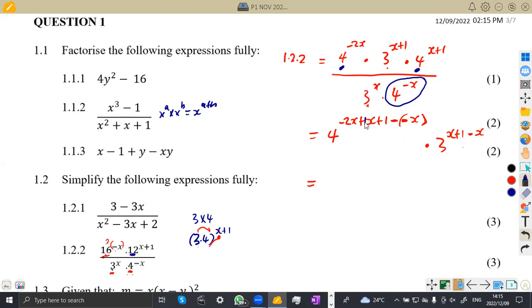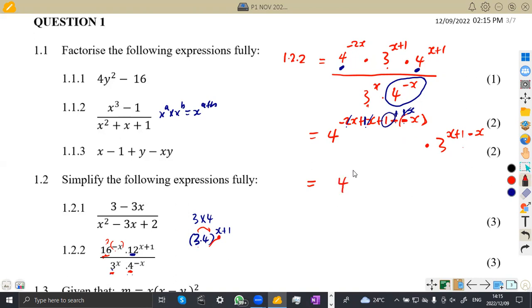This is 1x, negative and negative becomes a positive x. So it's like positive 1x actually. So it's negative 2 plus 1 plus 1, which is a 0. It's negative 2 plus 2, which is a 0. So x is going to cancel out. We are left with 1.